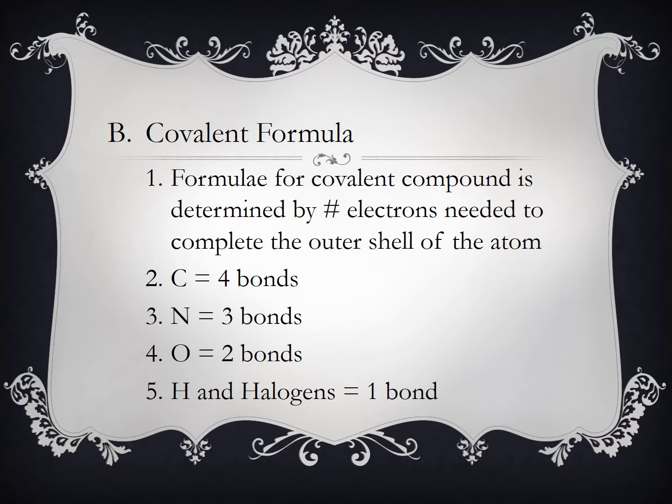All right, covalent bonding is dealing with nonmetals. And it just depends on how many electrons are needed to complete the outer shell. It follows along with the plus and the minus charges of these nonmetals. Carbon takes 4 bonds, that's why it's a -4. Nitrogen takes 3 bonds, that's why it's a -3. Oxygen is 2 bonds, that's why it's a -2. And hydrogen and halogens are 1 bond, that's why it's a plus or -1.